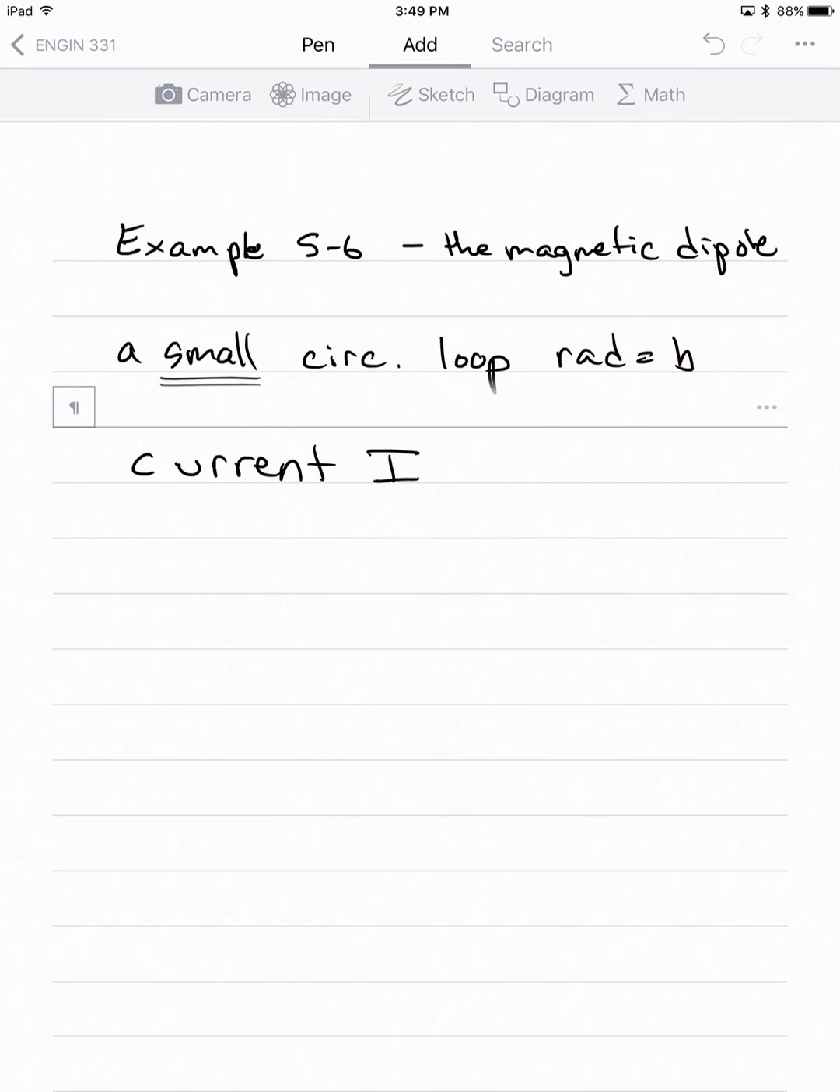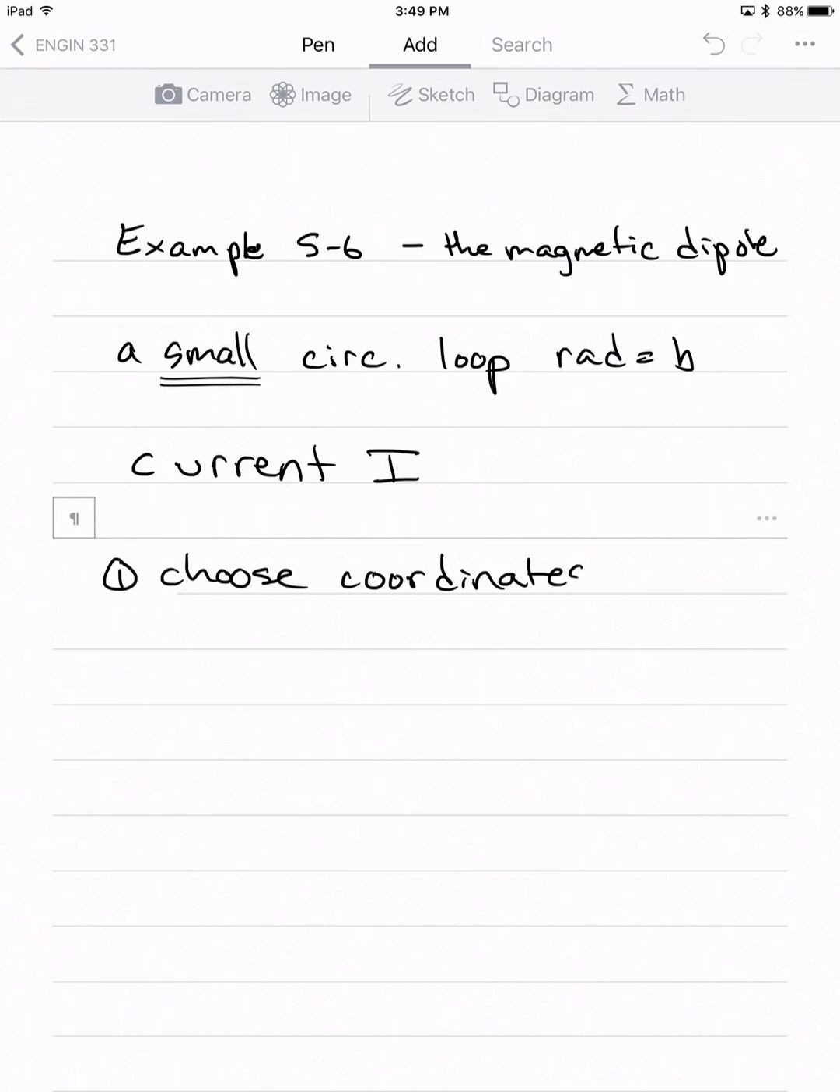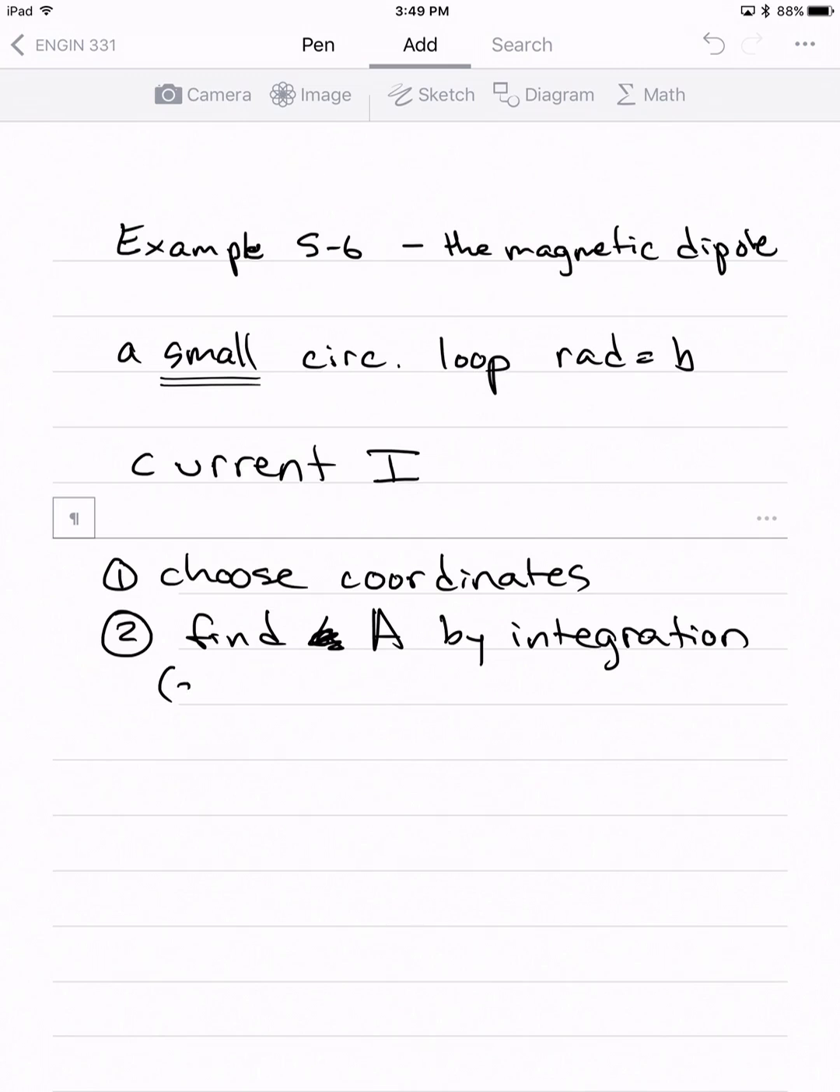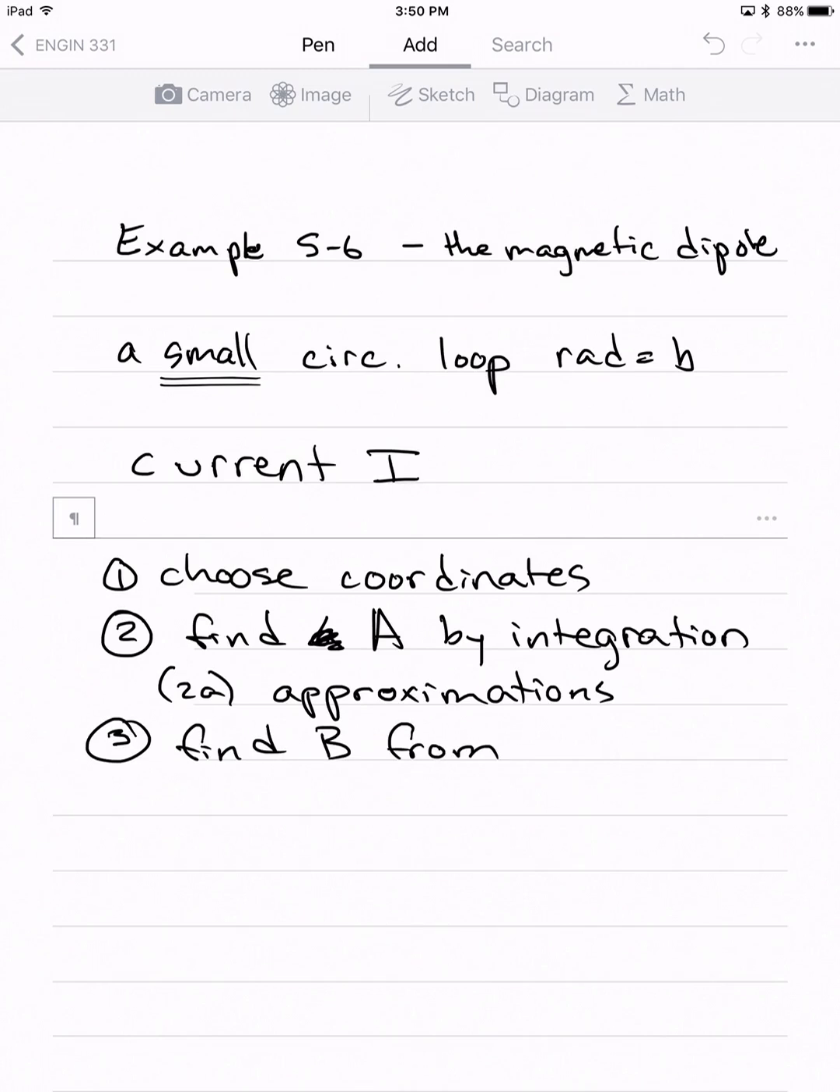Now the steps that we're going to follow here are step 1, choose coordinates. Step 2, find A by integration. And involved in there is step 2A, make some approximations. And then step 3, find B from the curl of A.